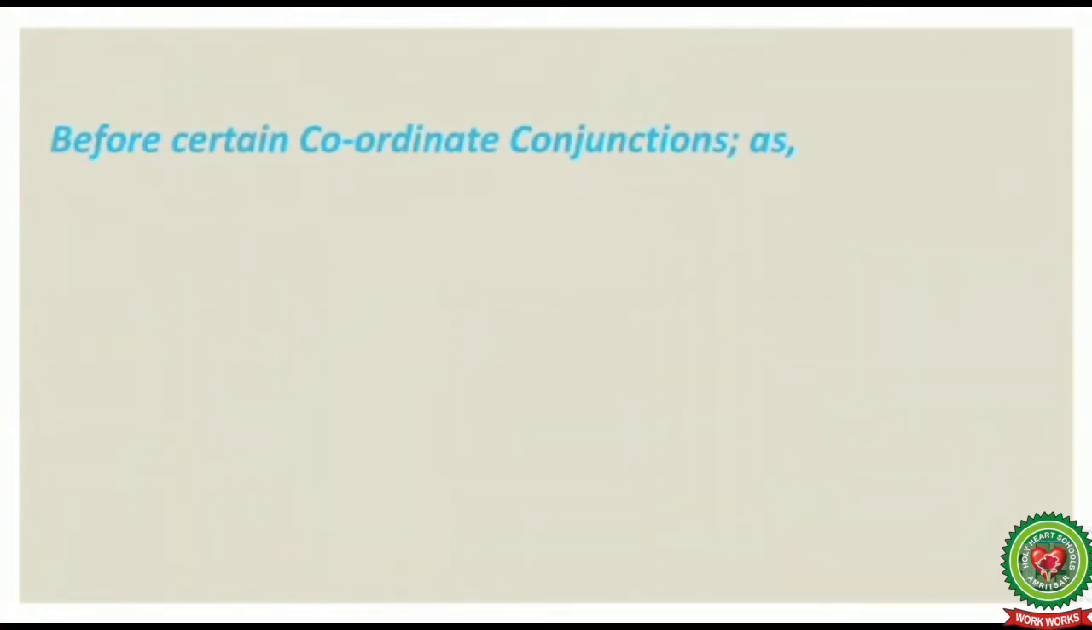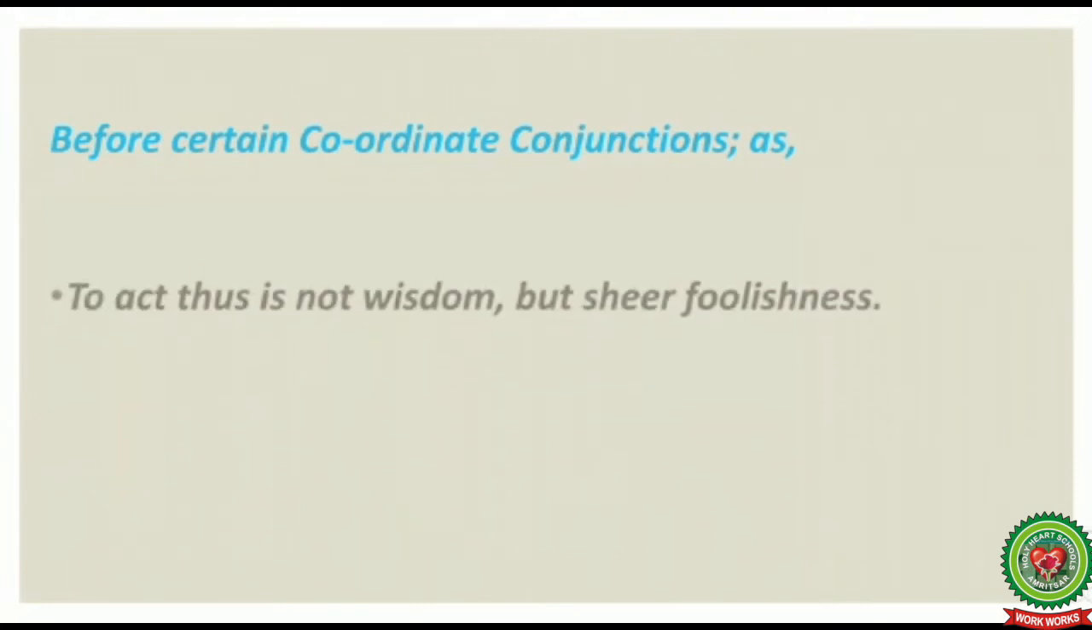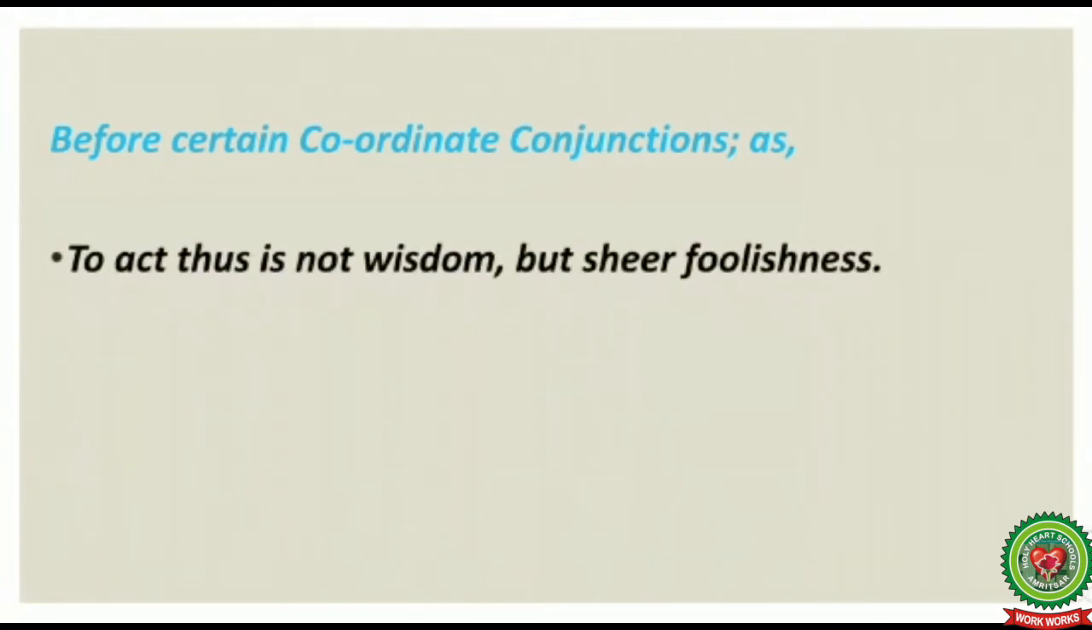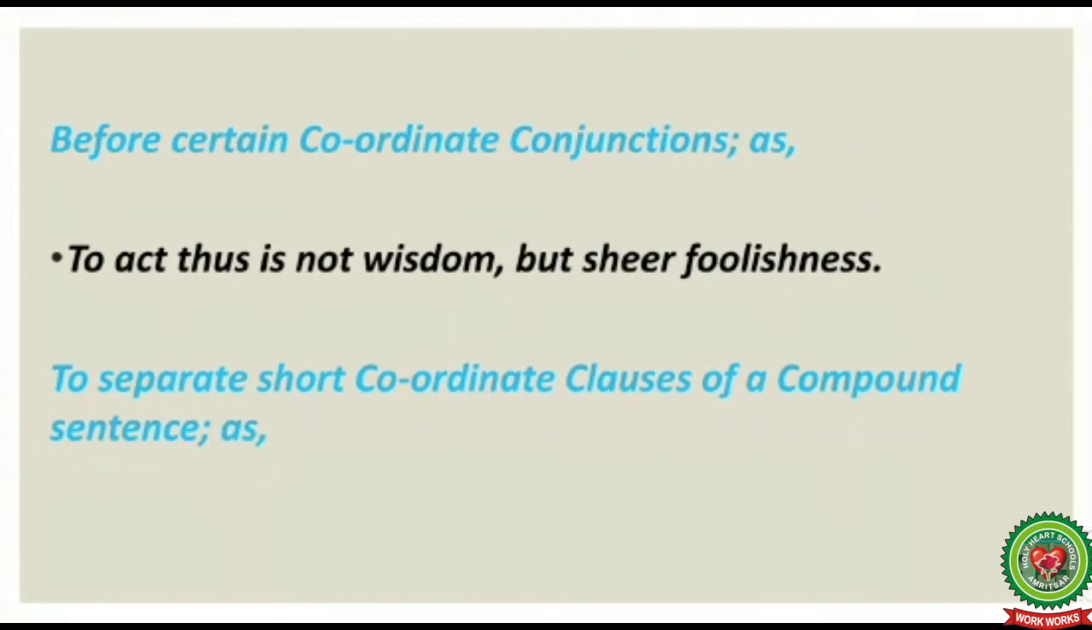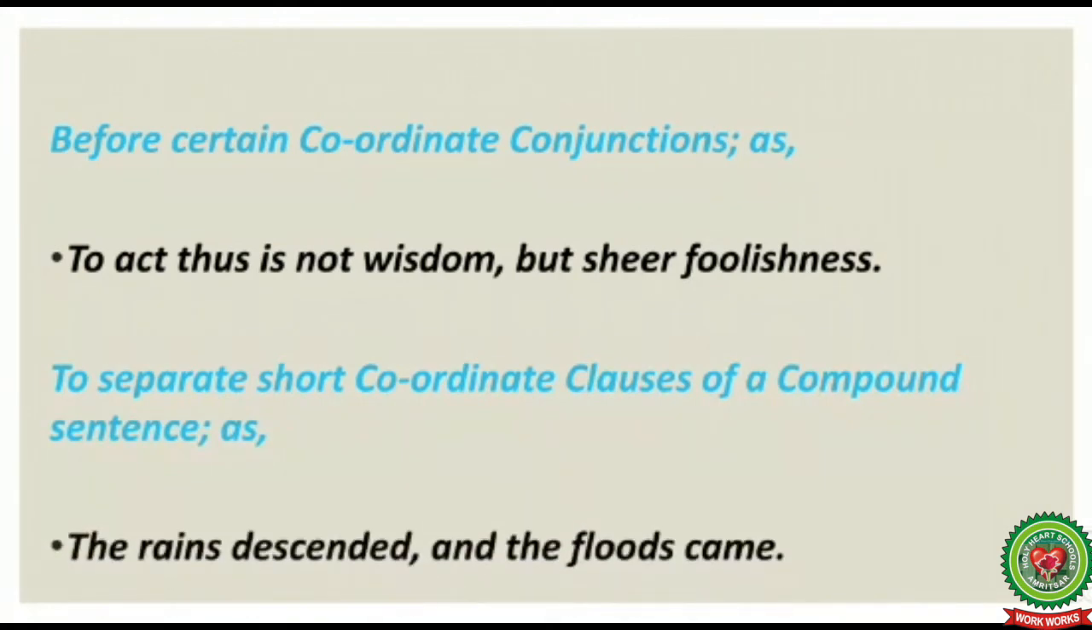Use a comma before certain coordinate conjunctions, as in: to act thus is not wisdom, but sheer foolishness. The coordinate conjunction used here is but, so we have used a comma before the word but. Similarly, a comma is placed to separate short coordinate clauses of a compound sentence, as in: the rains descended, and the floods came. In this sentence, we have the coordinate conjunction and, and the two clauses, the rains descended and the floods came, are separated by using a comma.